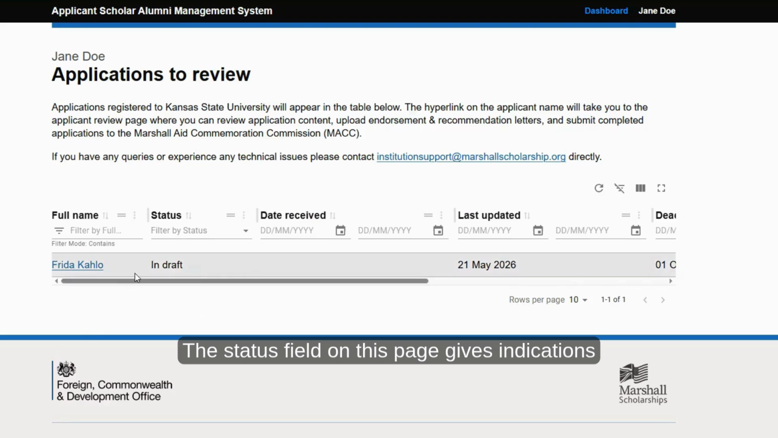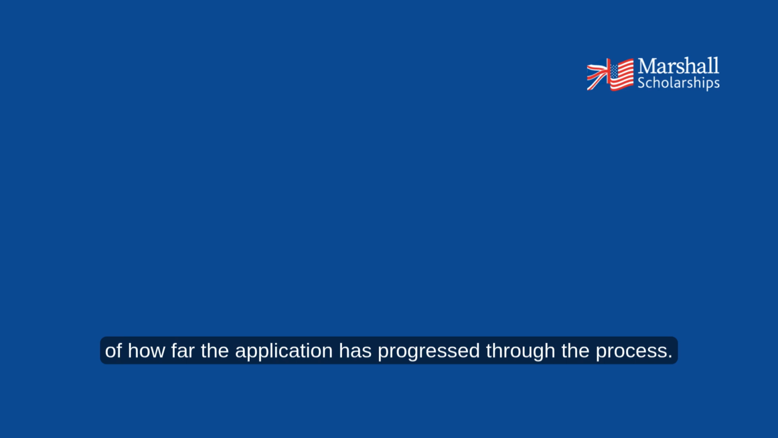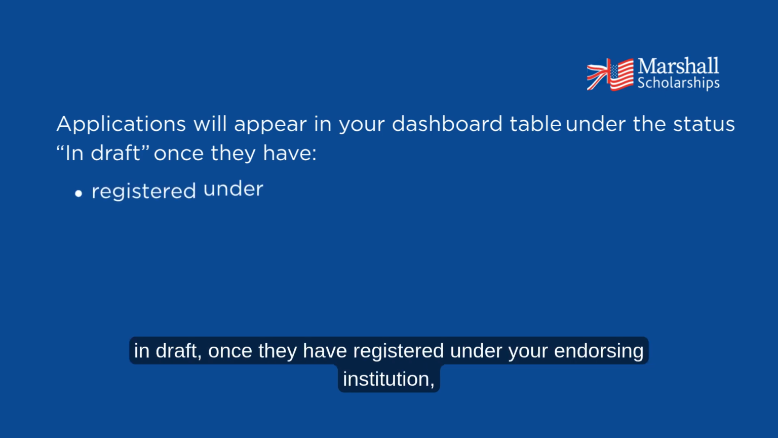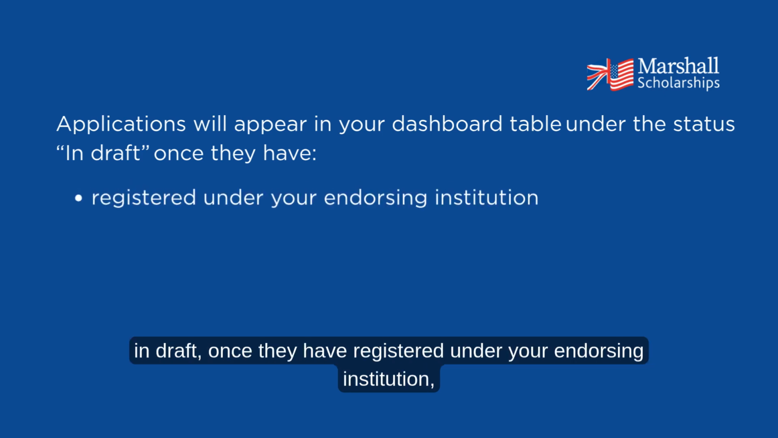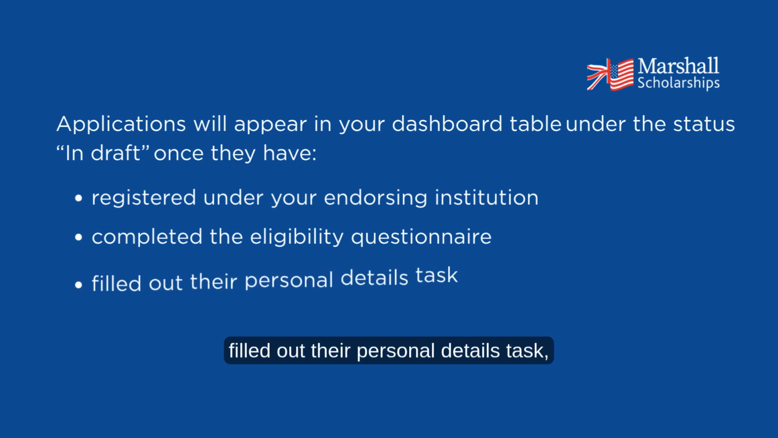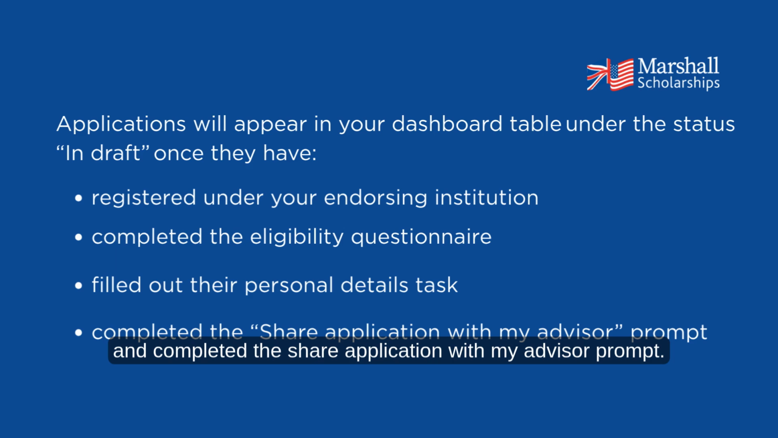The status field on this page gives indications of how far the application has progressed through the process. Applications will appear in your dashboard table under the status in draft once they have registered under your endorsing institution, completed the eligibility questionnaire, filled out their personal details task, and completed the share application with my advisor prompt.